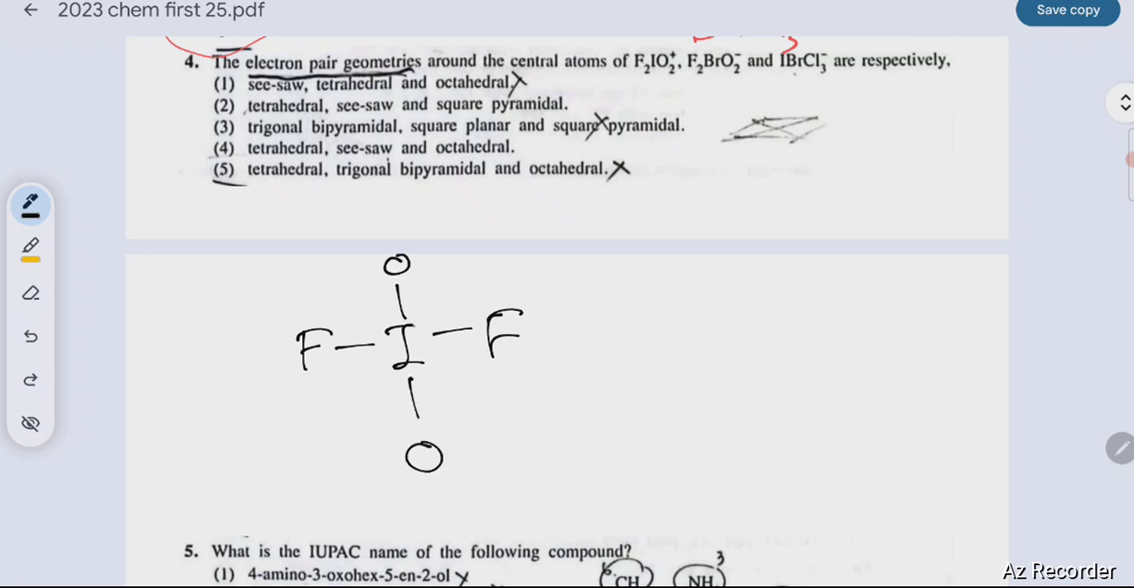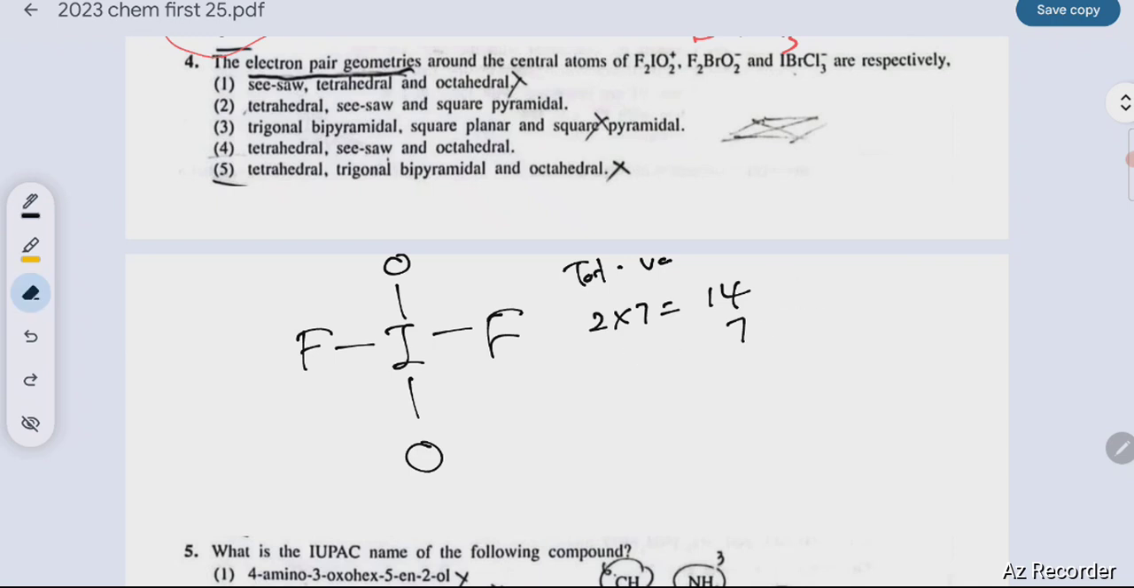I should identify the atom with the lowest electronegativity, and that will come to the center, and high electronegativity atoms will surround this one. Then we have to count the valence electrons. Total valence electrons we have to take. How can we take the total valence electrons? First, F2. F2 means 2 times 7, so 14 electrons. Then, I is there, so we get 7.